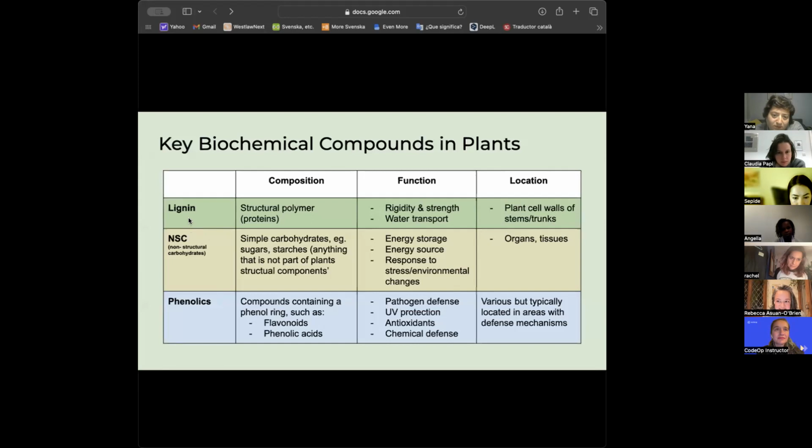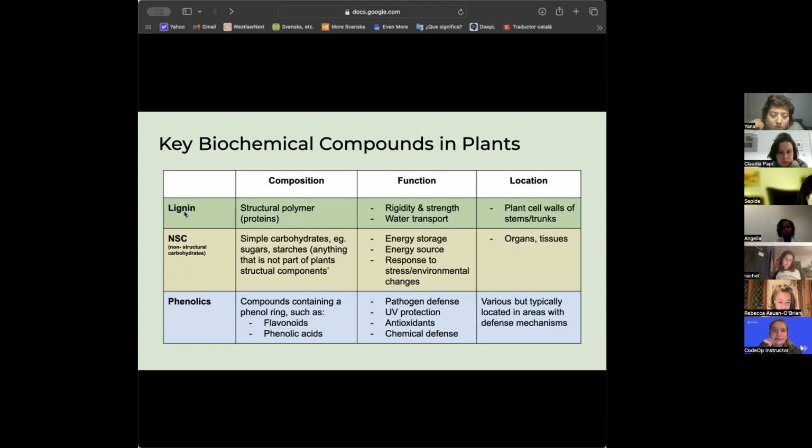This first one here, lignin, is a class of organic polymers that basically help to give rigidity and strength to cell walls. They provide a defense against soil-borne microbes, and they also provide a way for water to be transported through the plants. This next compound here, NSC, non-structural carbohydrates, are basically simple carbohydrates, and they provide plants with an energy source. They help them respond to stress and environmental changes, and they're found in all plants, whereas lignin is not found in all plants.